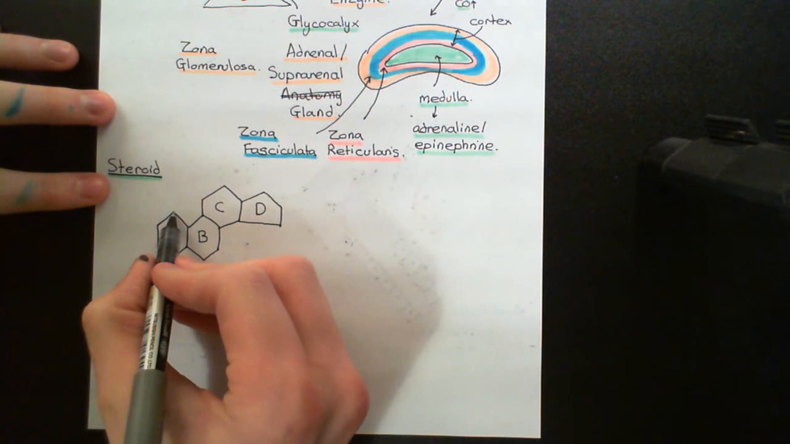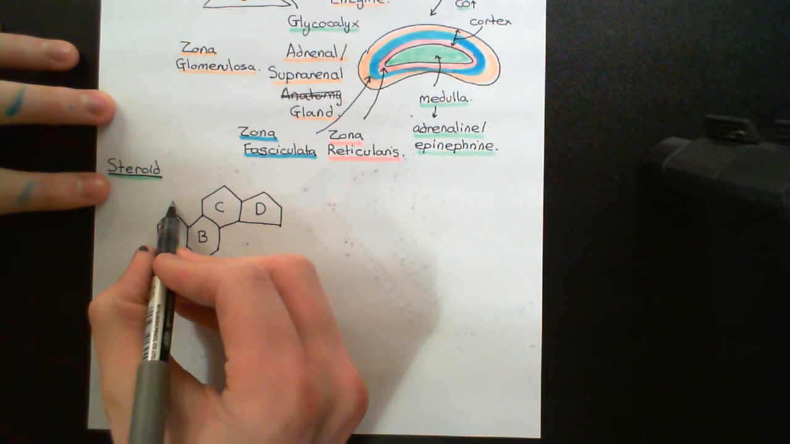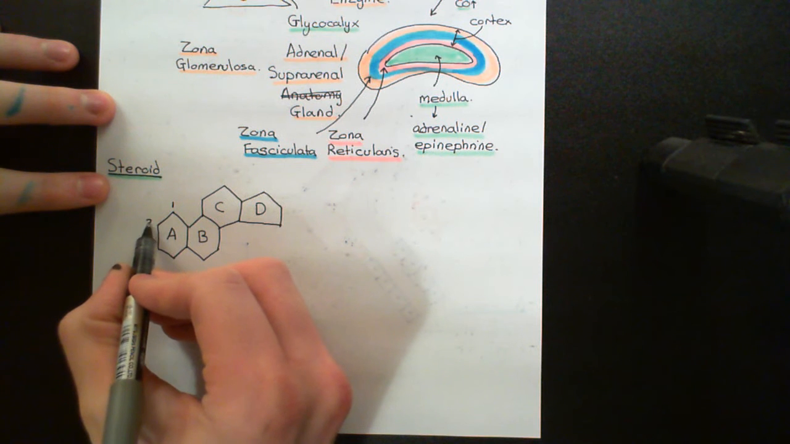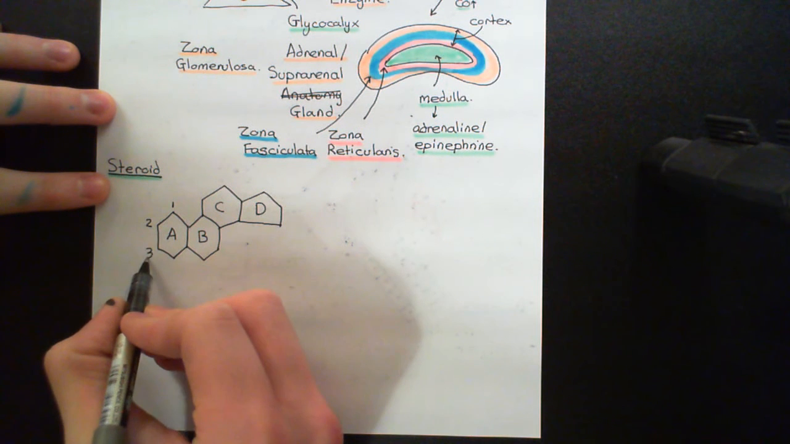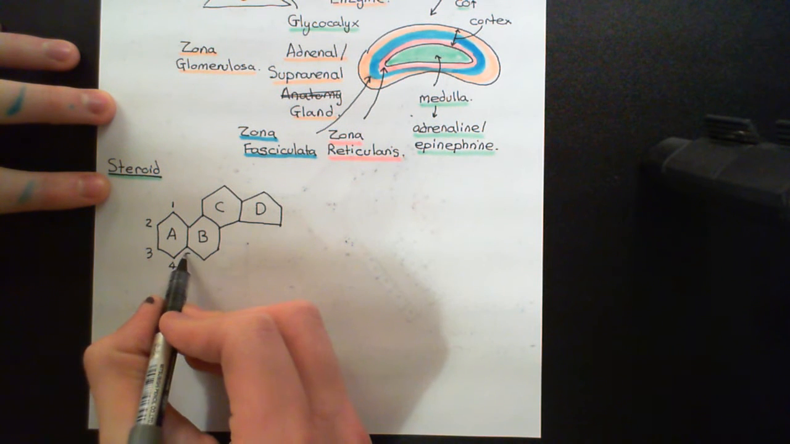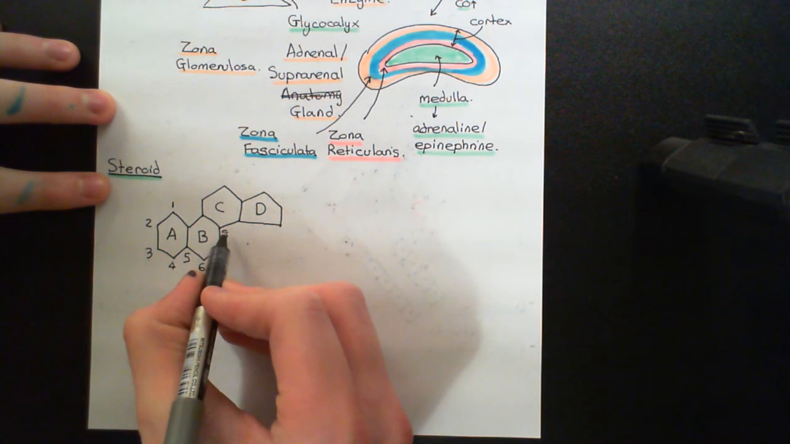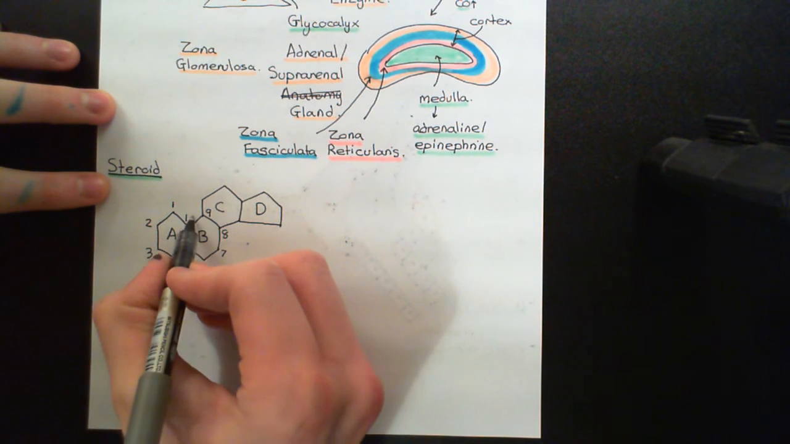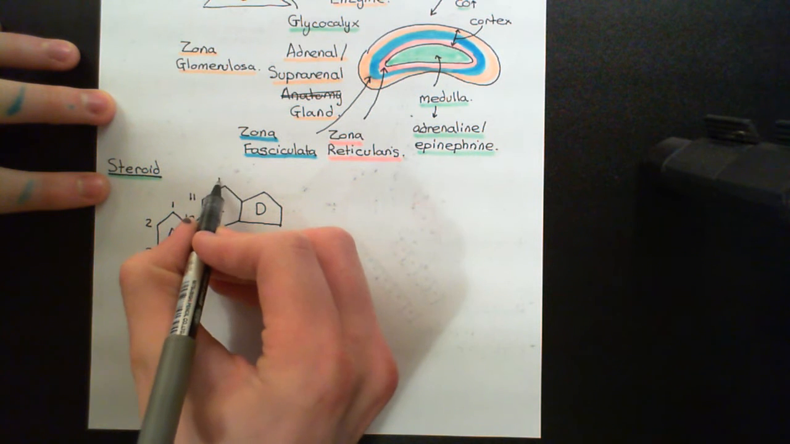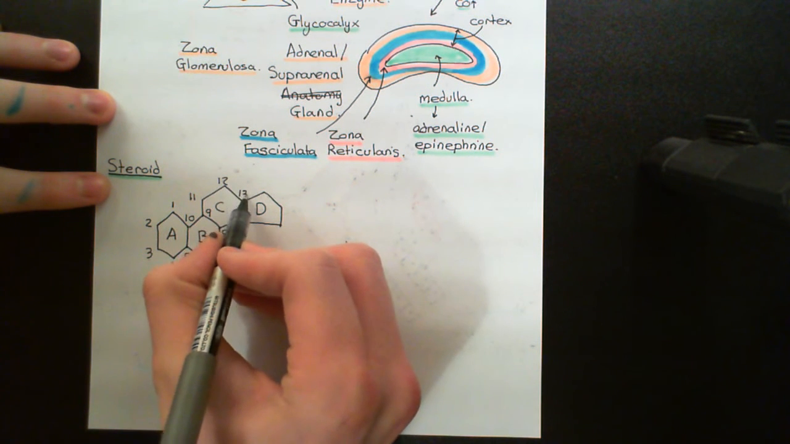And now there's also a numbering system for the carbons of the steroid core structure. So we start off with this carbon of the A ring here. We call that number 1, and then we work our way round. So this one's 2, this one's 3, this one's 4, this one's 5, this one is 6, this one's 7, this one 8, this one 9, this one 10.